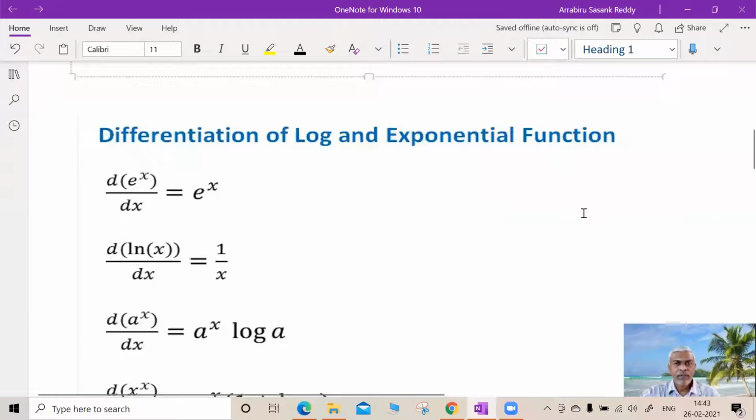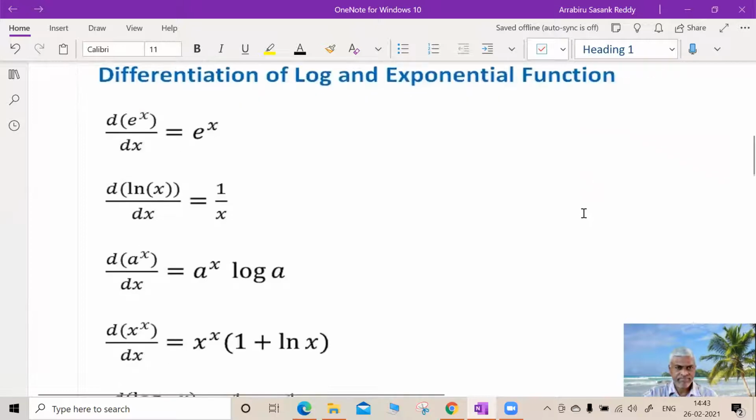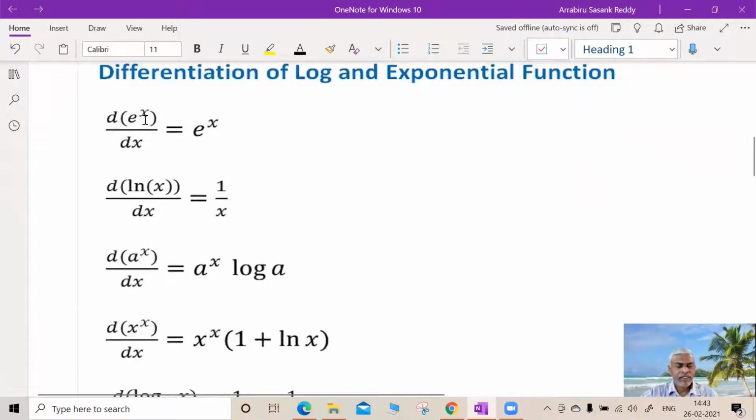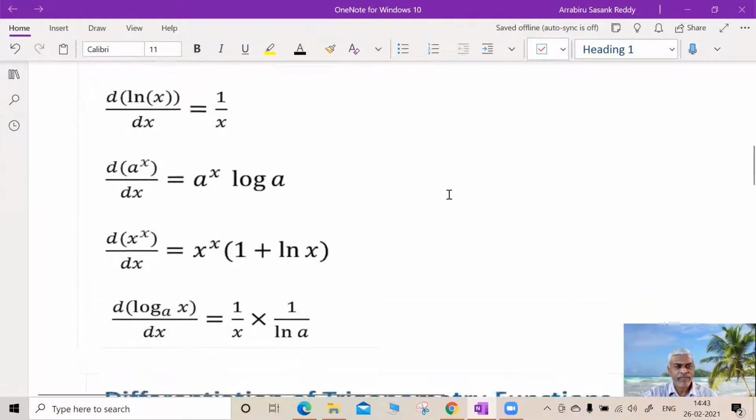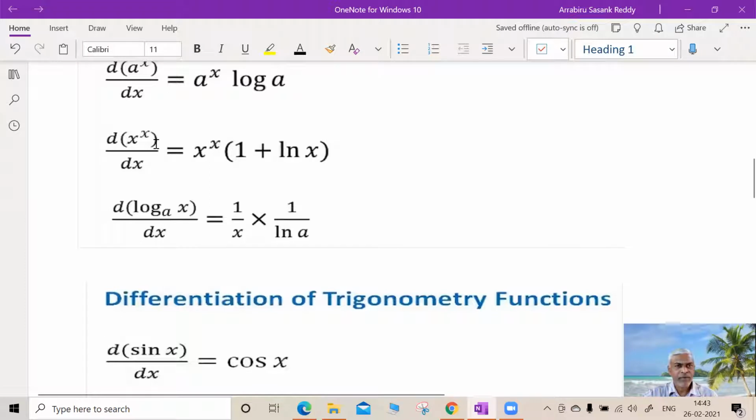Differentiation of log and exponential functions. Differentiation of e power x is e power x. Differentiation of log x is 1 by x. Differentiation of a power x is a power x log a. Differentiation of x power x is x power x into 1 plus log x. Differentiation of log x base a is 1 by x into 1 by log a.